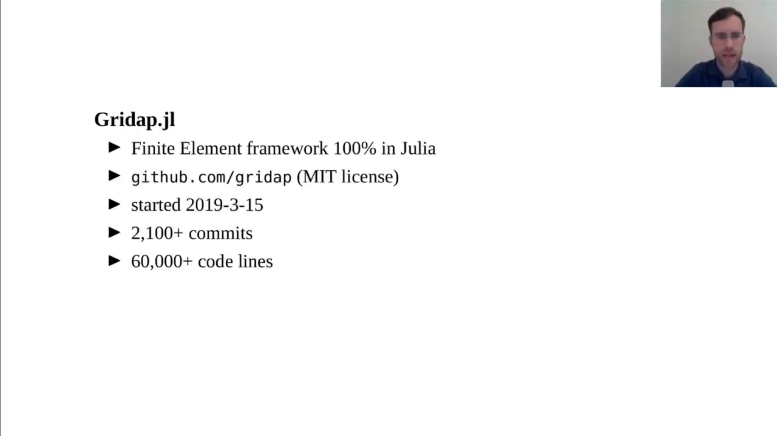So Gridap, as I have said, is a finite element framework written in Julia. It's an open source project hosted at GitHub, and it's distributed with an MIT license. As you can see, the project is very young. The first commit dates back to March 2019. Since then, we have been working quite a lot on this project, and now we have more than 2,000 commits and more than 60,000 lines of code in our code base, which shows that even though it's a very young project, we have already implemented a lot of functionality.